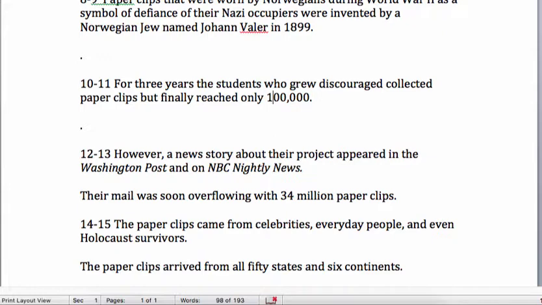Okay? Now, this is another one where you could put the commas in. Or if you don't want to, this means that this is just not as important information. If you want important information, you'll take the commas out.